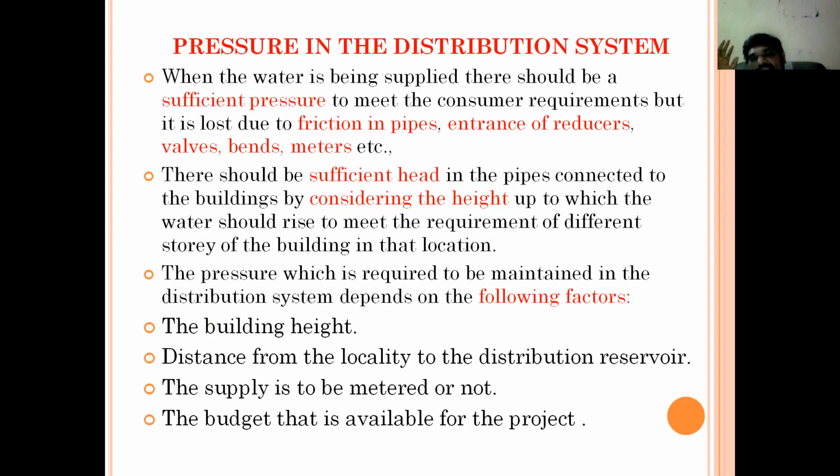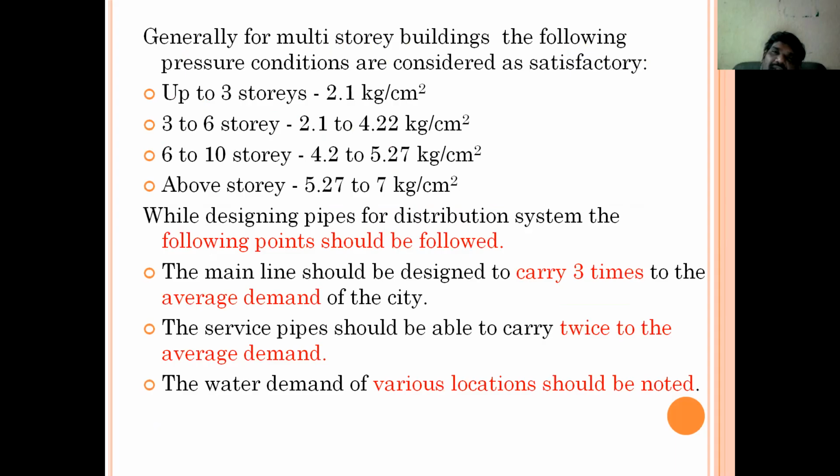There should be sufficient head in the pipes connected to the building by considering their height. Normally, for the required pressure in the distribution system, if the pipes are laid to a building, they must consider building height, distance of the locality from the service reservoir, and whether the supply is metered or not. Apart from that, we also should consider the exact pressure, what exact pressure has to be maintained.